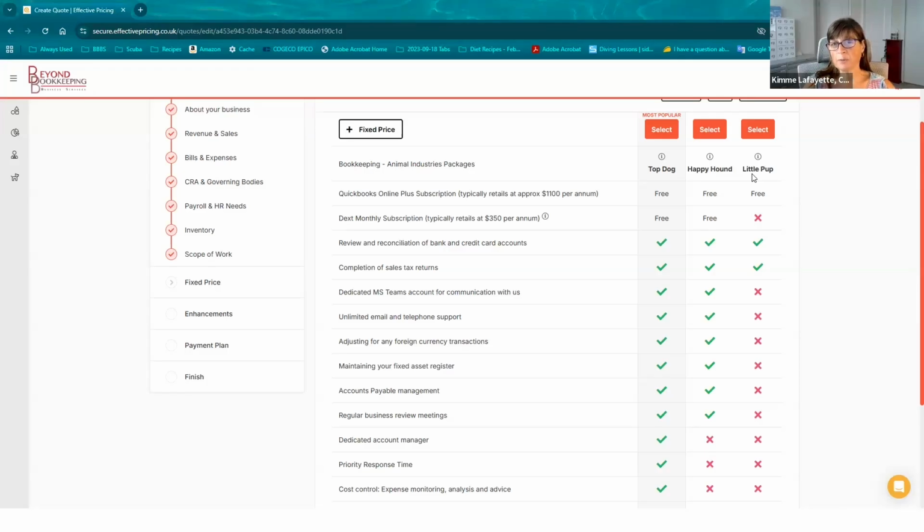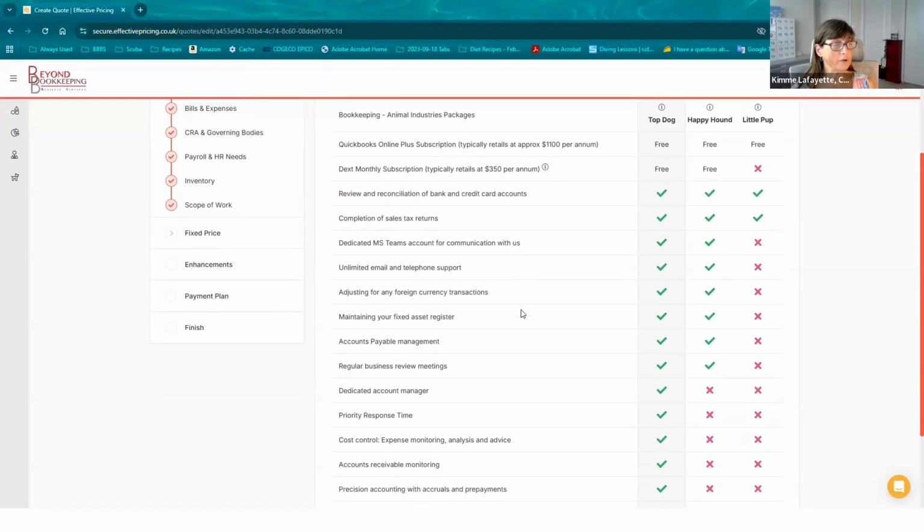So that one would probably be like $20,000 a year. So we have our $80,000, $40,000, $20,000 type packages. Going back to what's included in some of the packages, our top two packages include a dedicated Microsoft Teams account for direct communication with myself and the team member that is working on your file. It includes unlimited email and telephone support, so within business hours, we are always available for you.